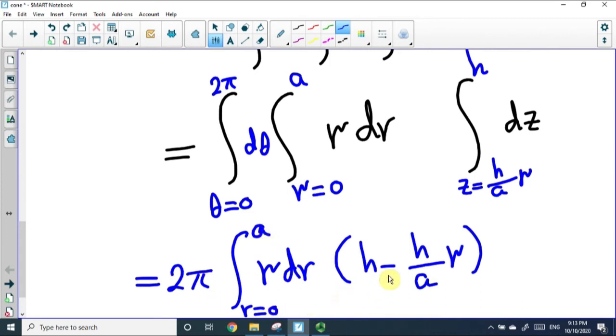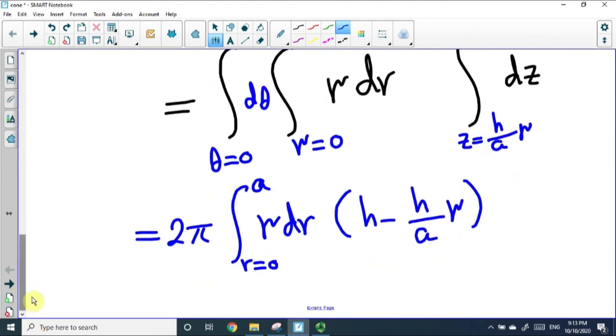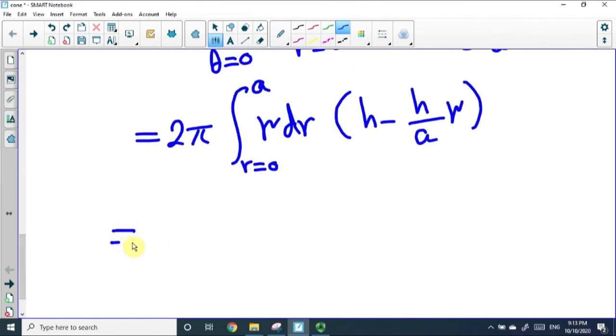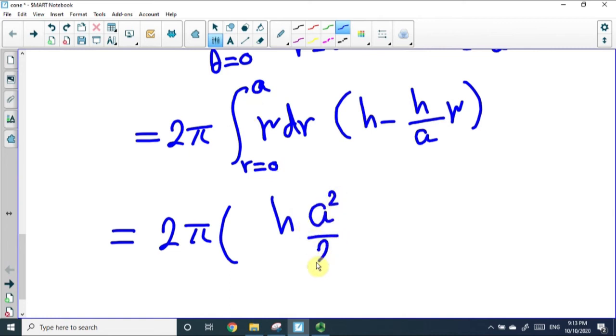Now I have to be careful, because once we substitute the limits over z, we have r in the bracket. So that will be part of our final integration. Now we're going to do this simple integration, and the answer is going to be, I got 2 pi from here. Now integrating over r will give us the first term will be h, and then r dr is r squared over 2. If you put the limits from 0 to a, you're going to get a squared over 2.